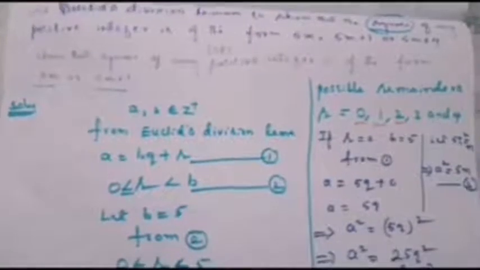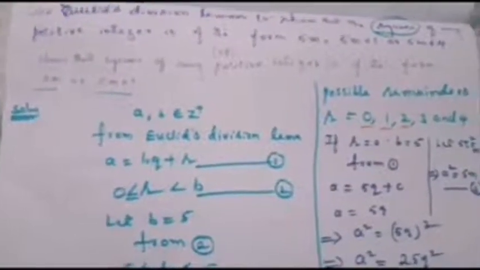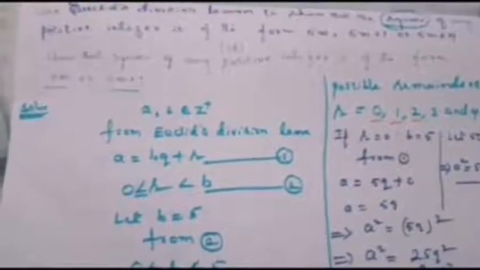You can solve this question also. Here b we take how much? 4. The possible remainders are 0, 1, 2, 3. So simply by solving like this, we will get the answer, and that is the square of any positive integer is of the form 4m or 4m plus 1.